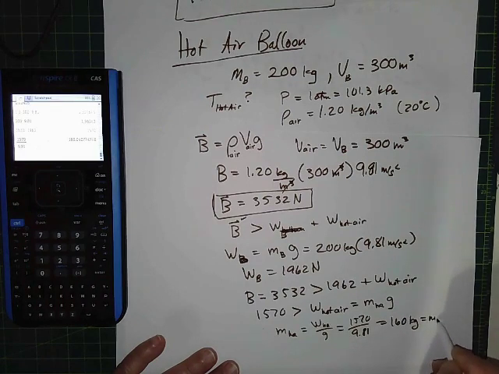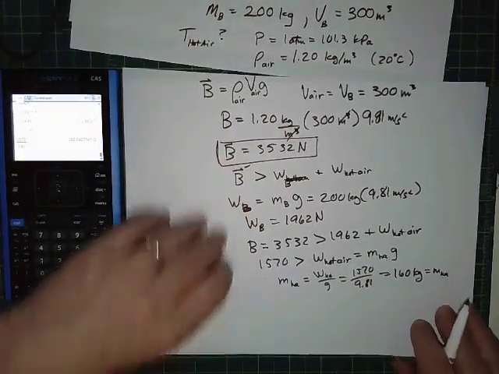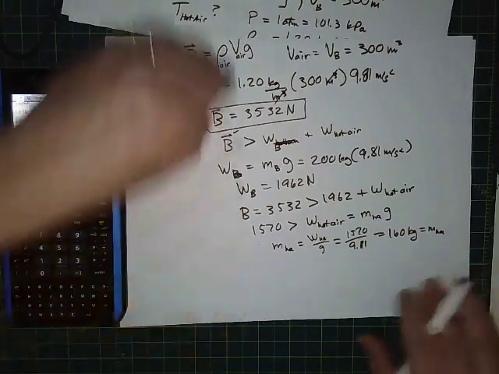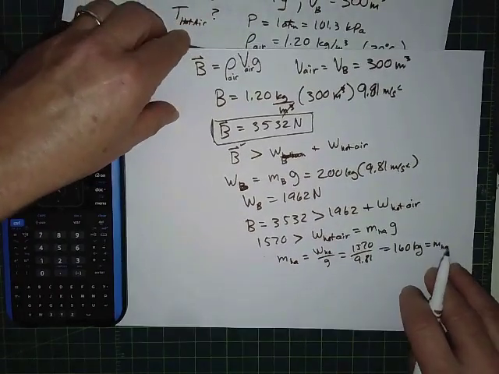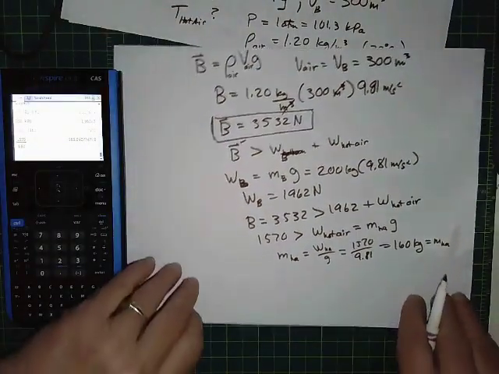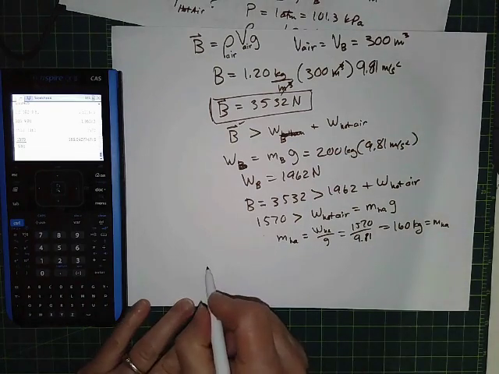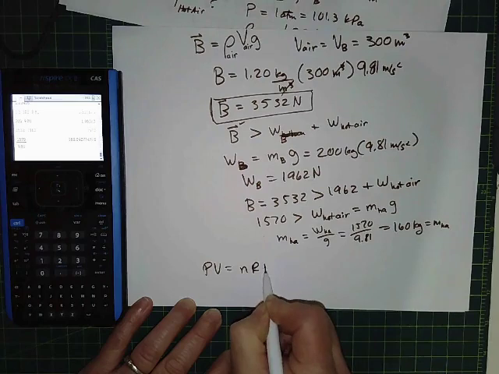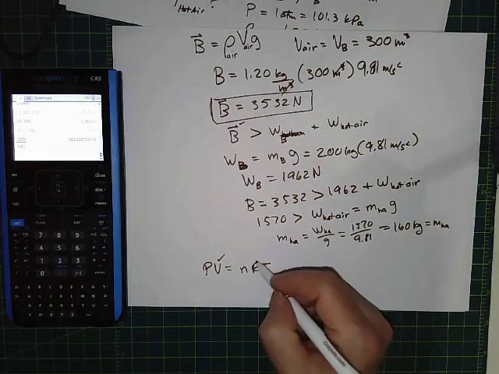160 kilograms mass of the hot air. All right, so keep moving things up here. Okay, so how can we figure out the temperature? We've got the mass of the hot air, so what can we do with that? Let's go back to our equation. We've got PV equals nRT. So we've got the volume of the balloon, the volume of the hot air, and we've got R. We're looking for T.